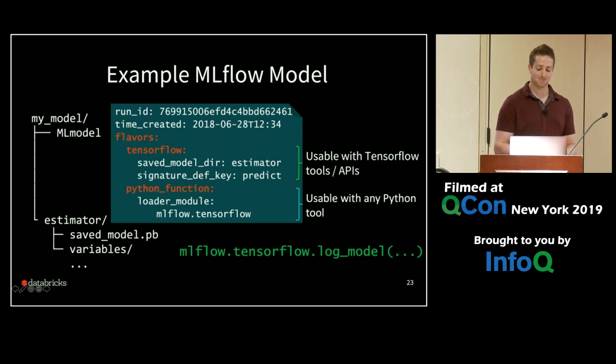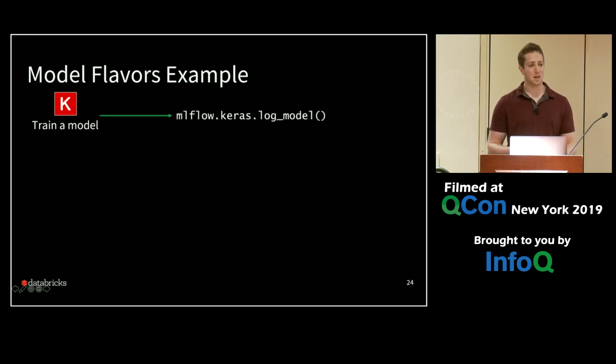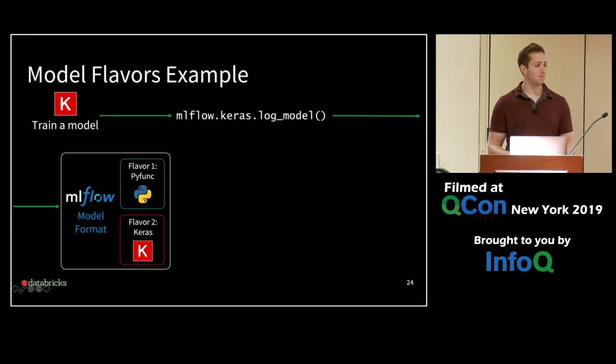TensorFlow library. And to expand on model flavors a bit, let's walk through a hypothetical example where the user trains a model, logs it to the tracking service, and then sometime later loads it and evaluates it. The first step would be to train a model, doing so using a framework like Keras, which we've been doing in the demos. The next step is to persist it using the mlflow.keras.log_model directive. This produces an MLflow model format with two flavors.